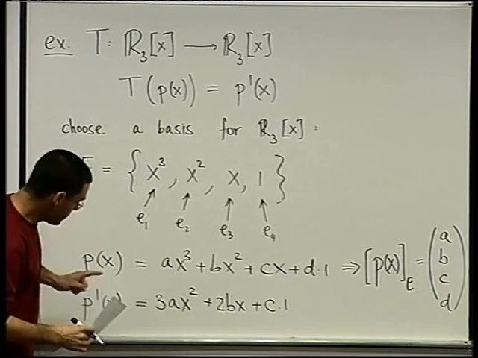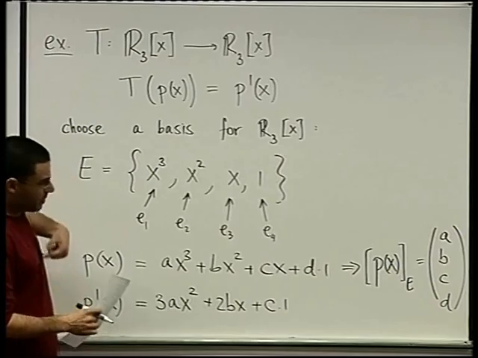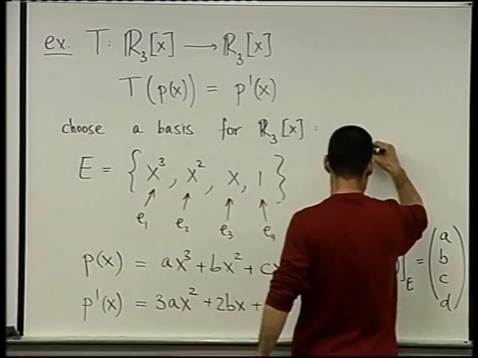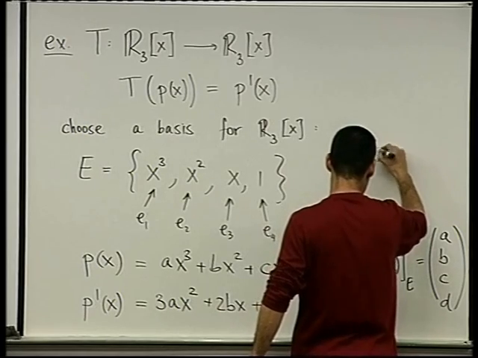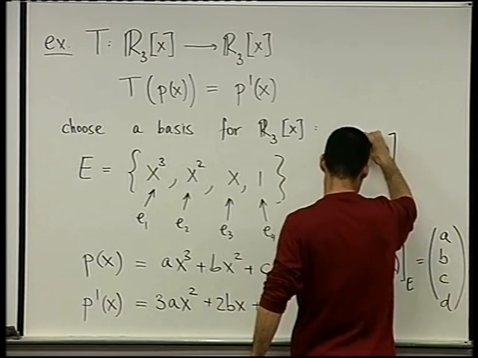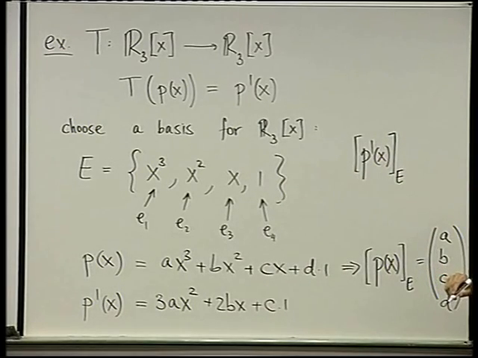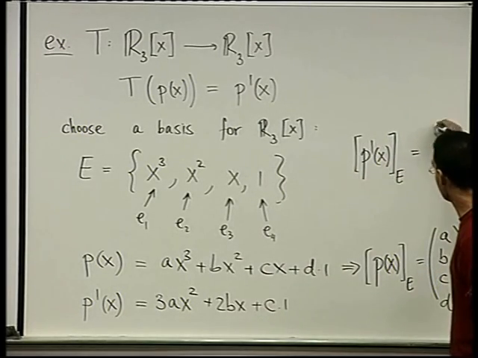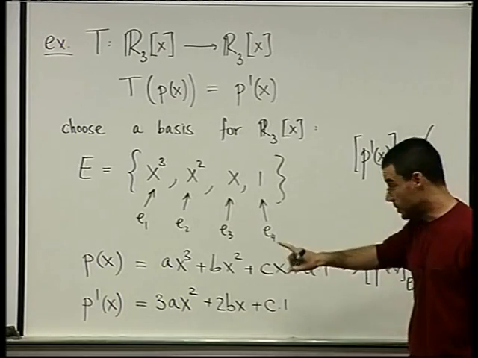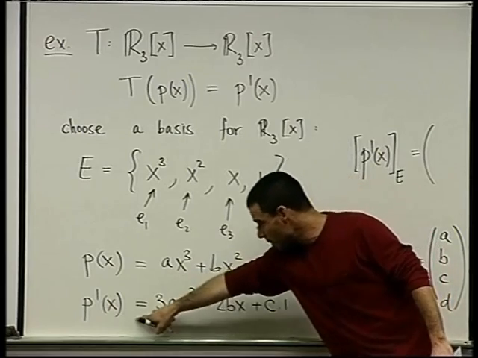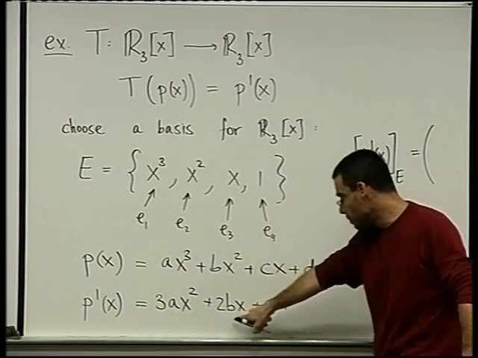And what is p prime in terms of the coefficient vector? Okay, so I'm a bit out of space, so I'll write it here. p prime of x, its coefficient vector, with respect to the same basis, E, is what? 0, 3a. 0, because there's no x cubed. So it's 0, 3a, 2b, c.